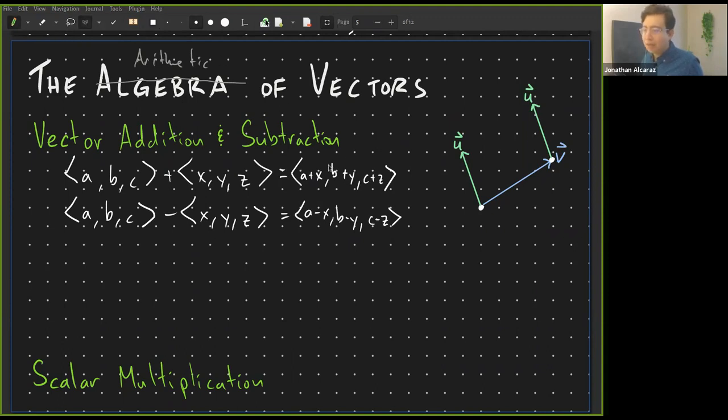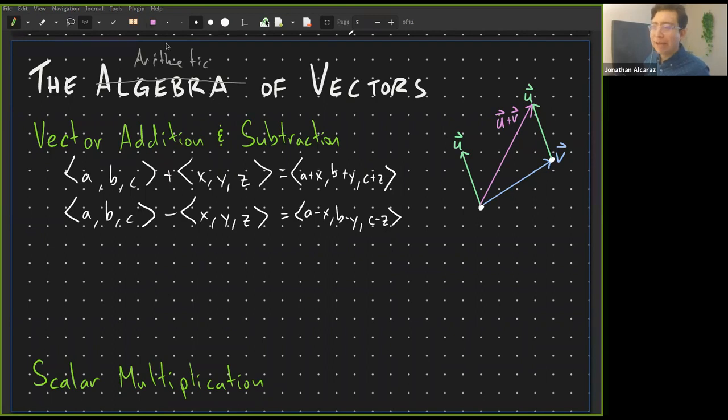So you do this in another color. And this here in this pinkish purple color is u plus v. Okay. Cool. So that's u plus v.